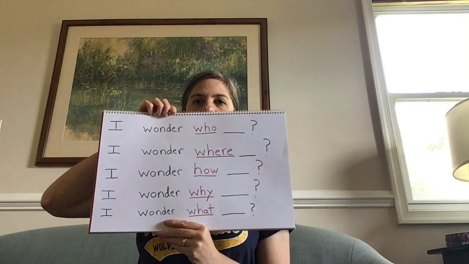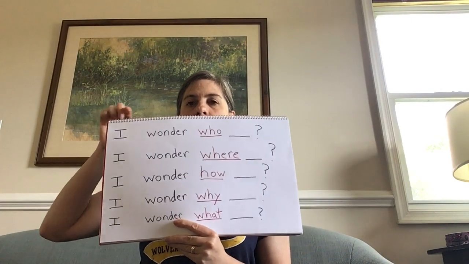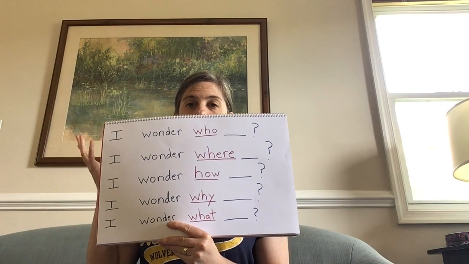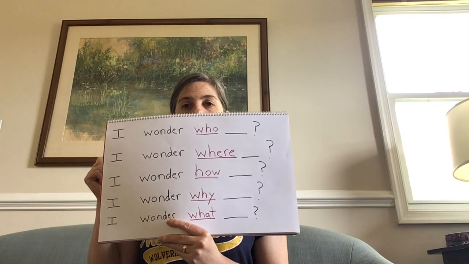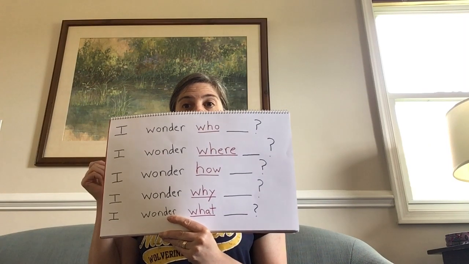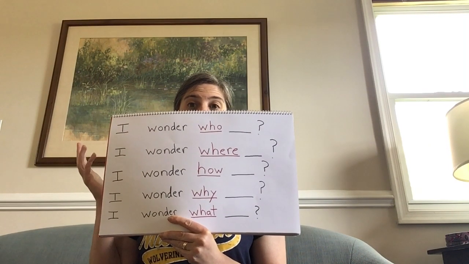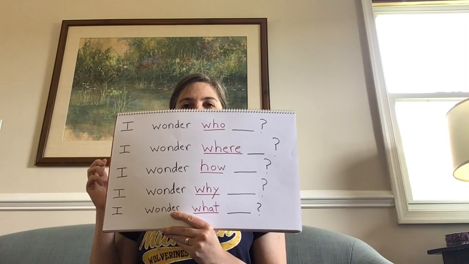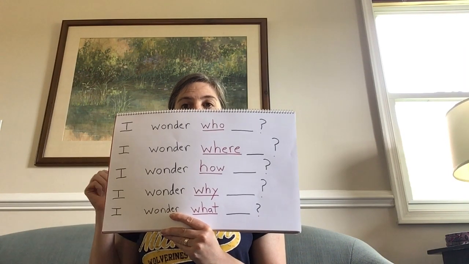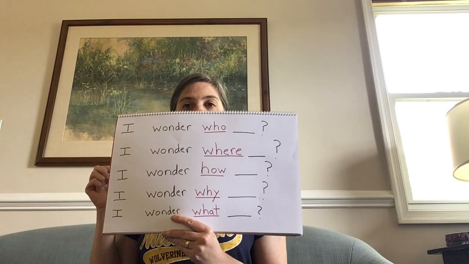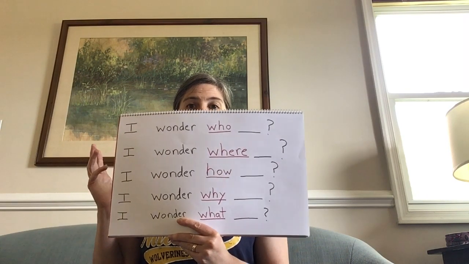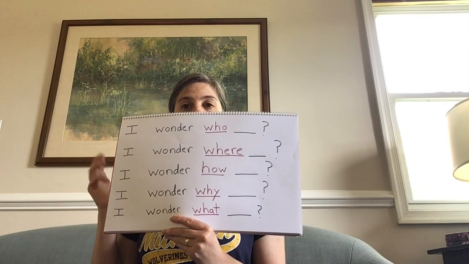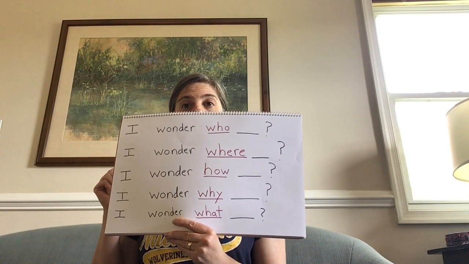Here are the sentences. I wonder who. Me pregunto quién. I wonder where. Me pregunto dónde. I wonder how. Me pregunto cómo. I wonder why. Me pregunto por qué. I wonder what. Me pregunto qué. All right.